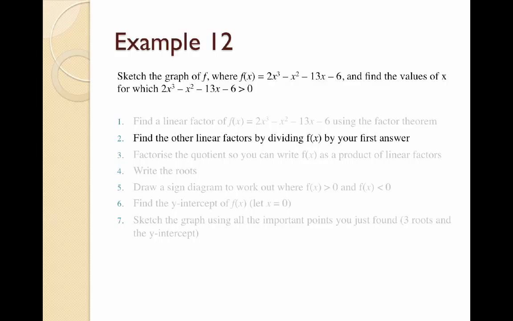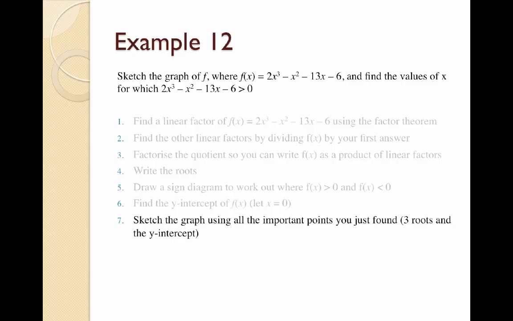The second step is to work out what the other linear factors are by dividing your function by your first factor. We're going to factorize our quotient, that is the answer that we get after we divide, so that we can find the product of the linear factors. That will help us get our roots, because once we have our roots we can write them down and draw a sign diagram to work out when our function is greater than 0 and when it is less than 0. An important step also is to find the y-intercept, and it's pretty easy to do that just by subbing in x equals 0. Lastly, we sketch the graph using all the important points that we just found, that is the 3 roots and the y-intercept.